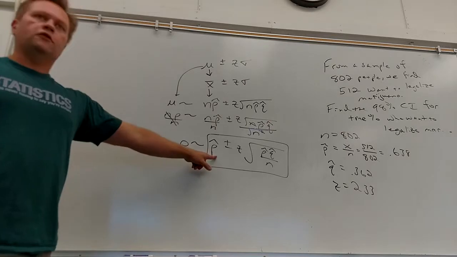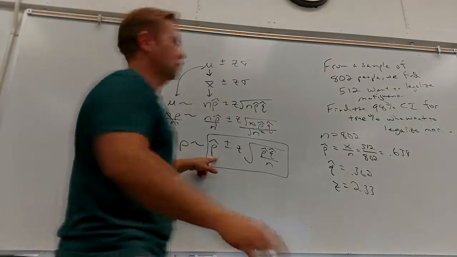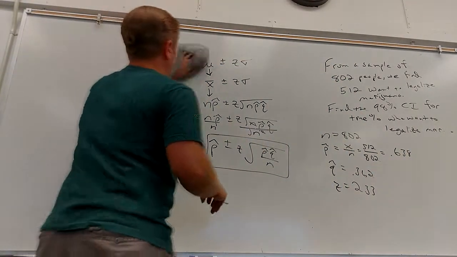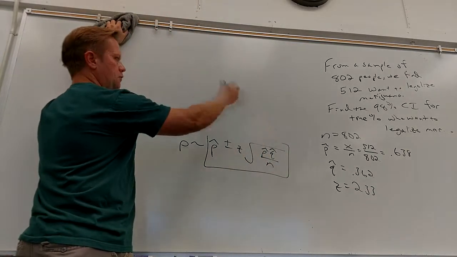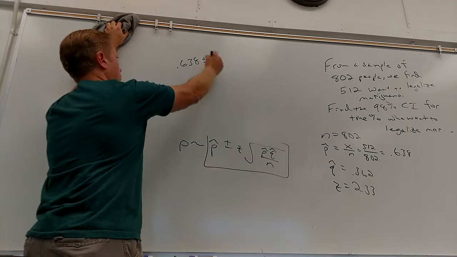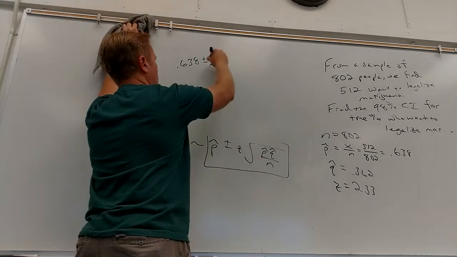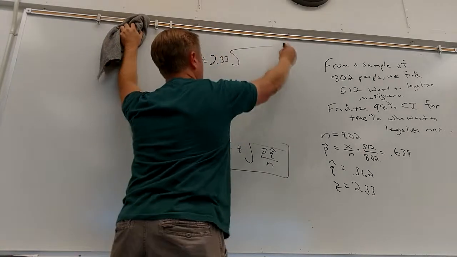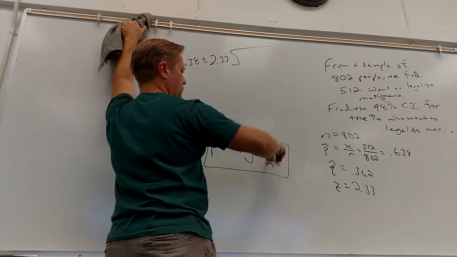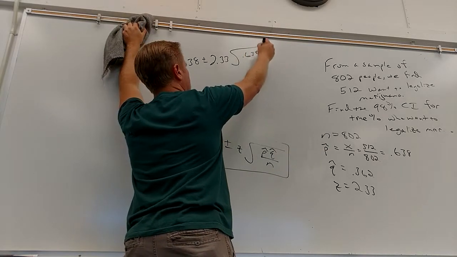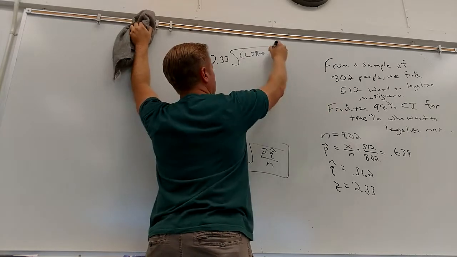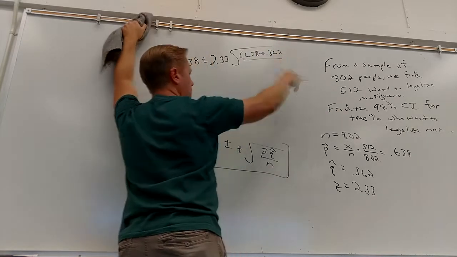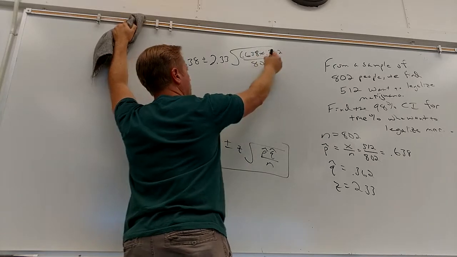So we got everything we need for the formula. You take away all this derivation business. So I got p hat, 0.638, give or take, z, 2.33, square root of 0.638 times 0.362 divided by 802.